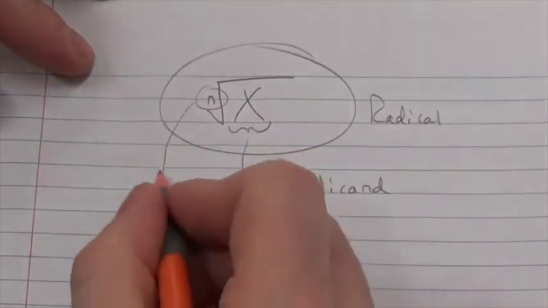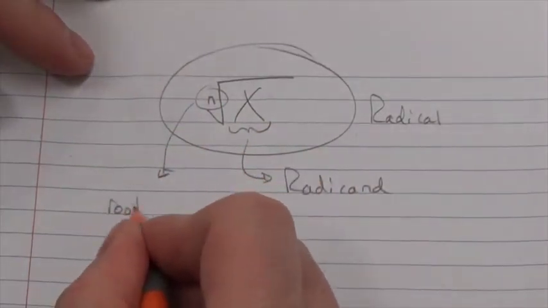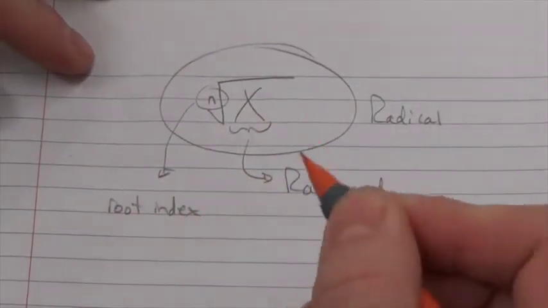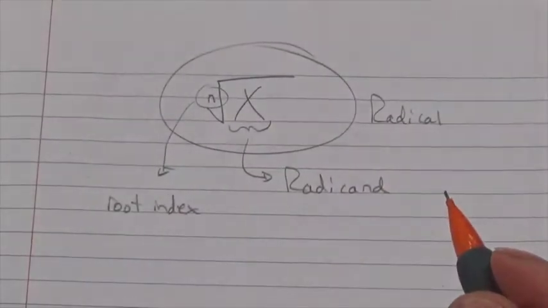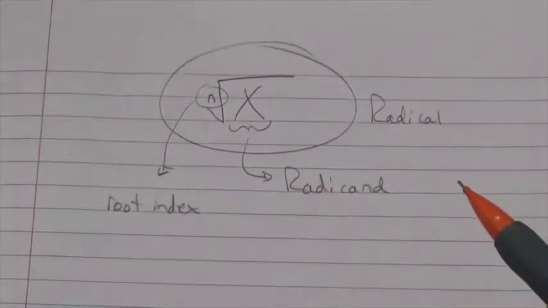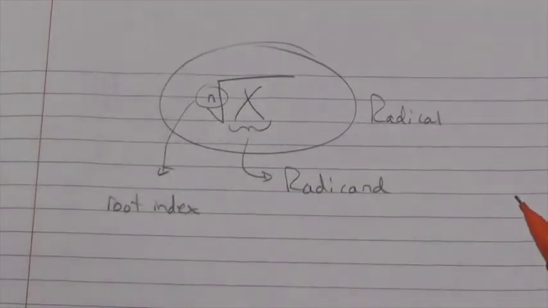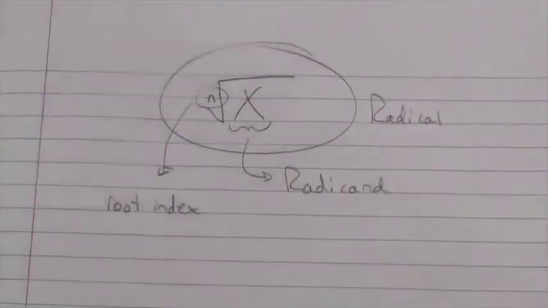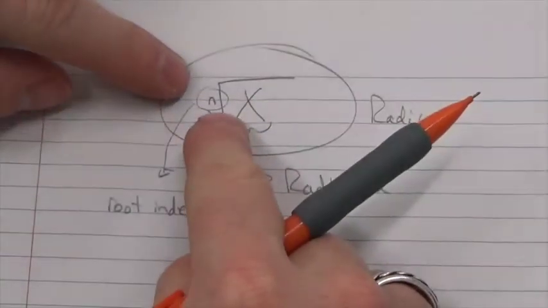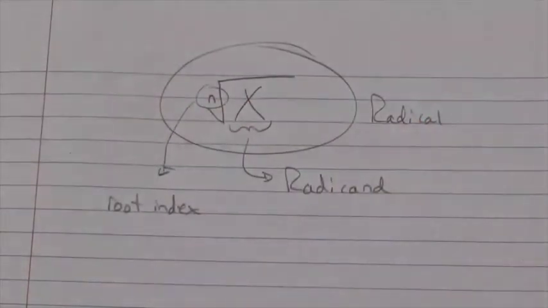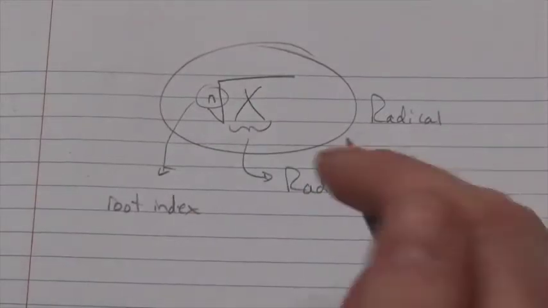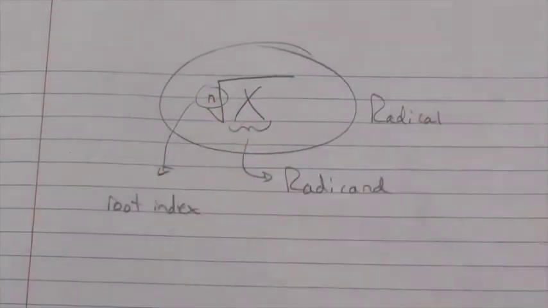That right there is called our root index, or you'll hear it referred to as the indice of the radical. And that tells us what kind of root we're working with, whether that's a square root or a cube root or fourth root or whatever. Typically, if there's no number written there, it's going to be a square root.